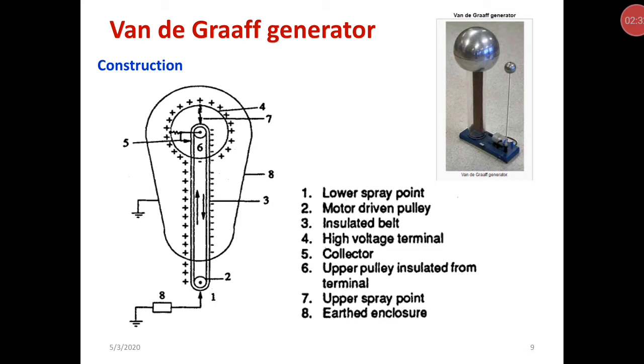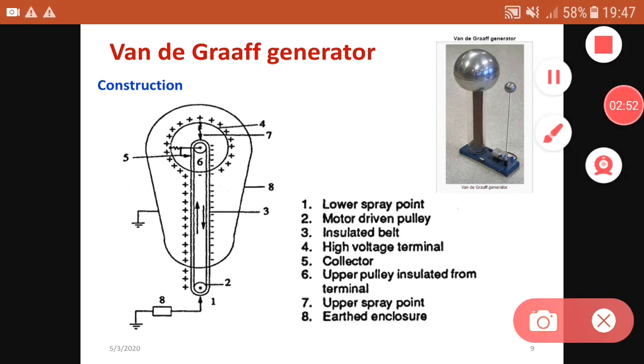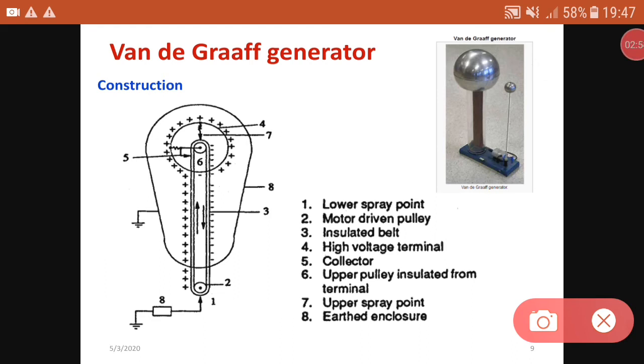The 5th one is the collector. The 6th one is the upper pulley, insulated from the terminal. The 7th one is the upper spray point. And 8 is the earthed enclosure. So these are the parts of the Van de Graaff generator.